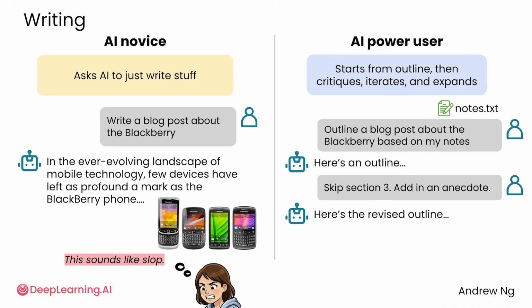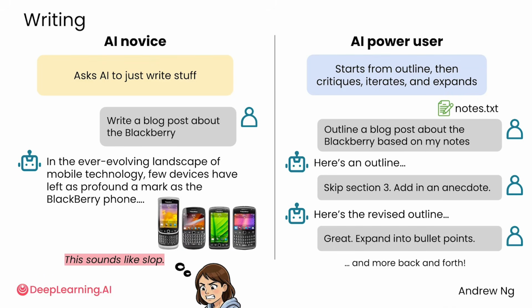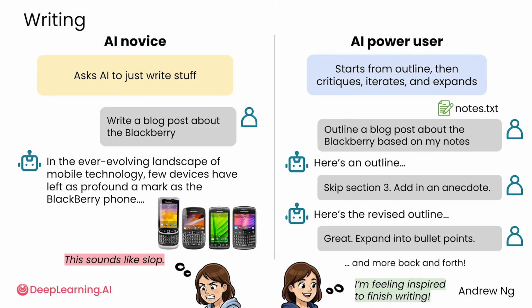And maybe only then expand the outline into bullet points, and maybe even go back and forth a few times to critique the bullet points before you're satisfied with that, and then expand it into the final text. This type of power user workflow is much more likely to generate some text that you're happy with as opposed to AI slop. And in this type of workflow, you're treating the AI as a thinking partner to almost help you brainstorm and explore different options for what you might want to write.